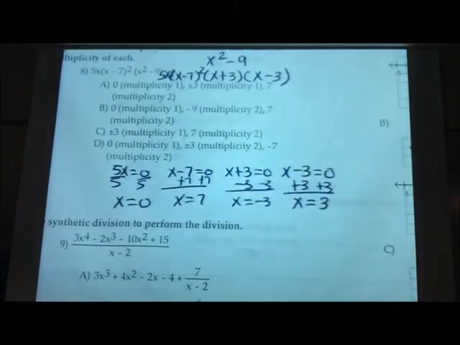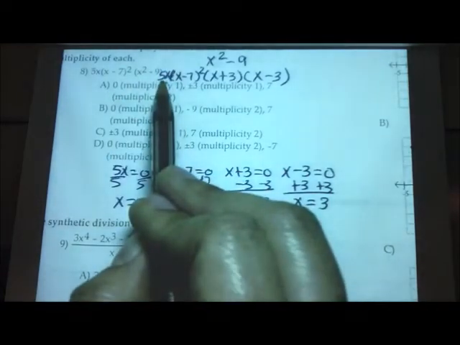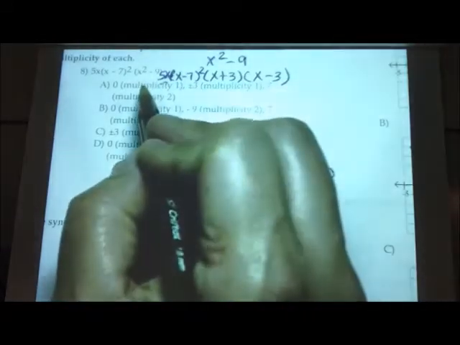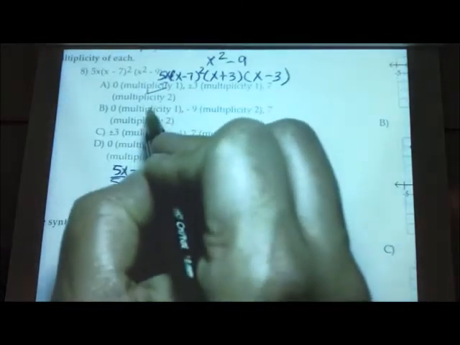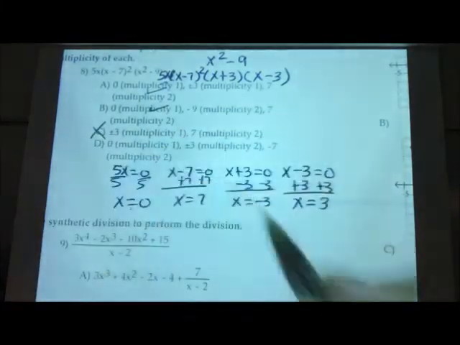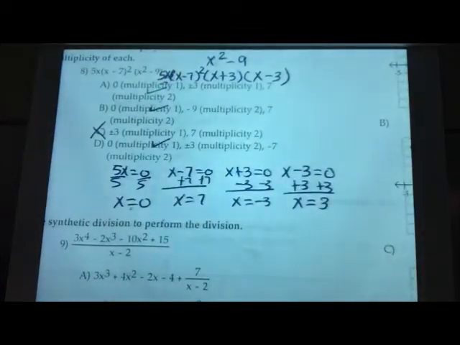So we have a 0. How many times does this 0 happen there? Is there an exponent? No. So it has to only be a multiplicity of 1. 0 multiplicity of 1? Yes. 0 multiplicity of 1? Yes. Is there a 0 in C? Nope. So that one's out of the question. 0 multiplicity of 1. That's correct.